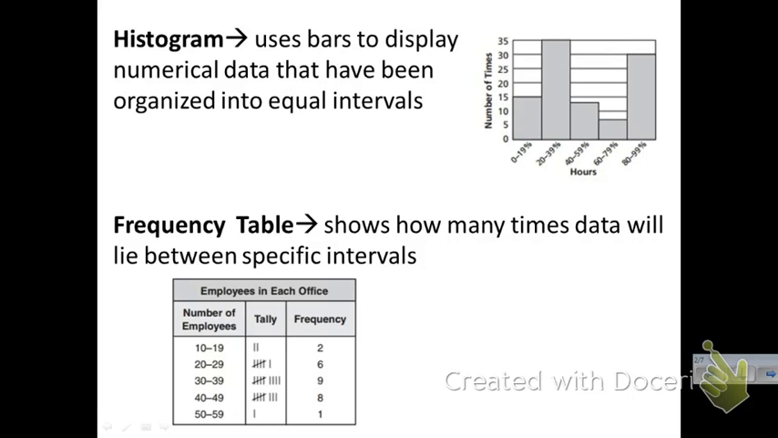A frequency table shows how many times data will lie between specific intervals. So between the intervals of 10 to 19, there were 2 employees in the office. Between 30 to 39, there were 9 employees in the office.